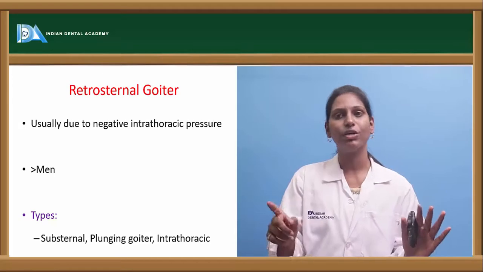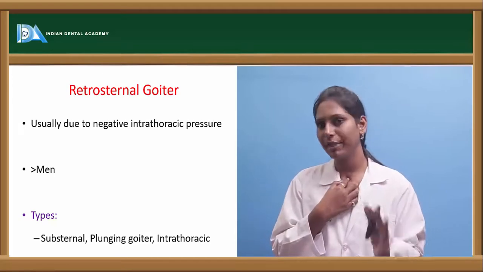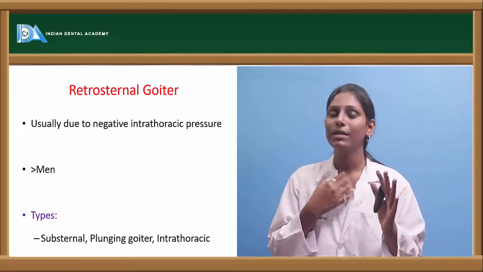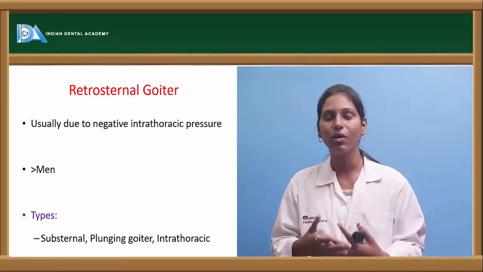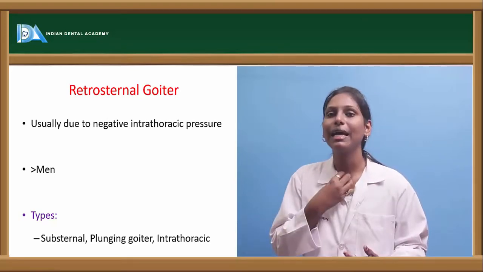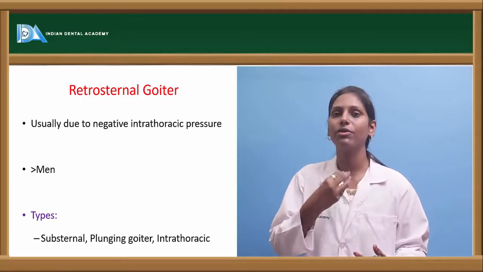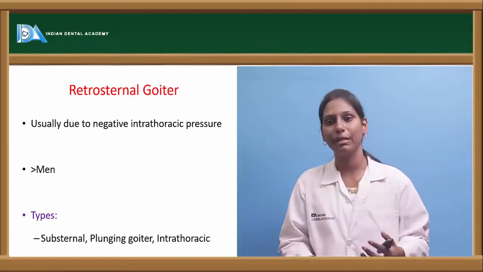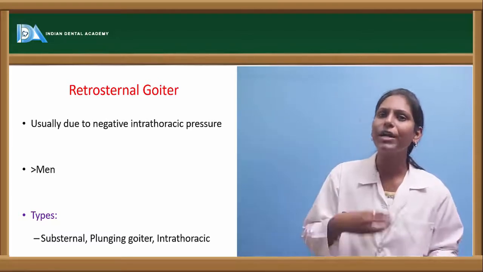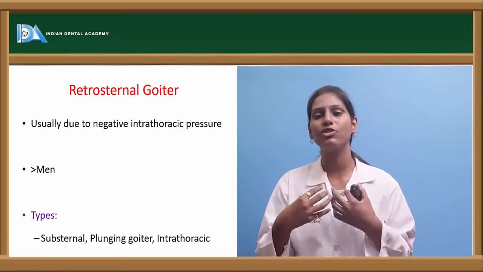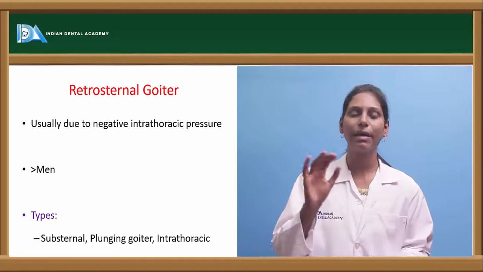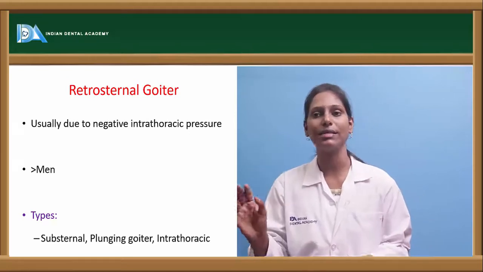But in case of plunging goiter, when we try to palpate for the goiter, we will not be able to palpate it unless the patient does a secondary maneuver like coughing, or when there is a change in the intrathoracic pressure, it actually plunges out, it pops out from the substernal region. Only then we can palpate. That's the reason it is called plunging goiter. And we have intrathoracic goiter, which is deeply situated and cannot be palpated manually. Okay, we cannot do manual palpation in case of this intrathoracic goiter.